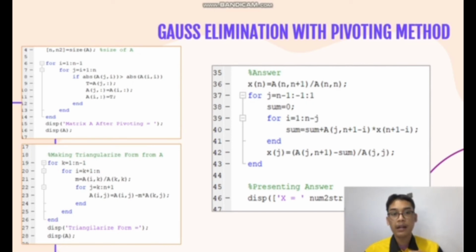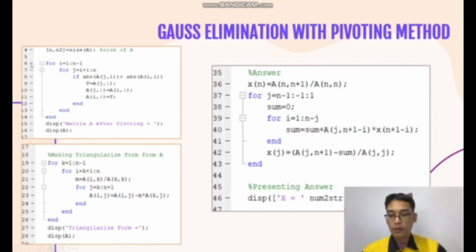This method is the same as Gauss elimination, but the difference is that it will swap the row. If for example row 1 is 5 and the bottom one is 10, we must make the value of the upper row higher than the lower row. So we will change it. We will swap the row. This one is the same.